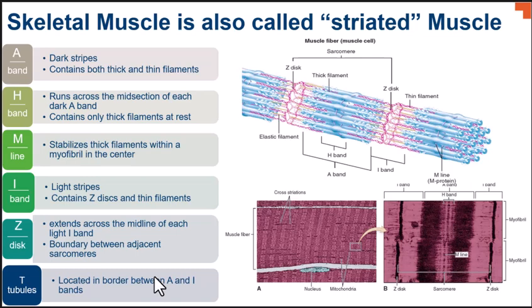Next up is the H band, and the H band runs along the midsection of the A band, and it is going to contain only thick filaments, and it's only evident when the muscle is at rest. So when it contracts and it's pulled together here, remember the sarcomere is the contractile unit, we won't see that H band anymore.